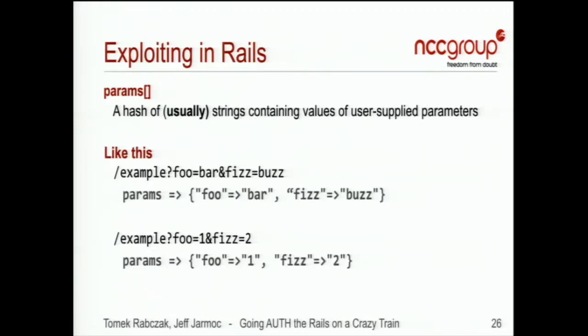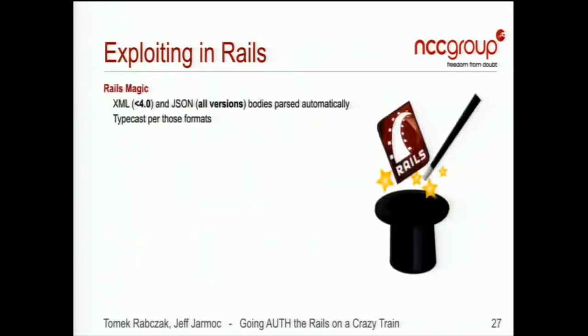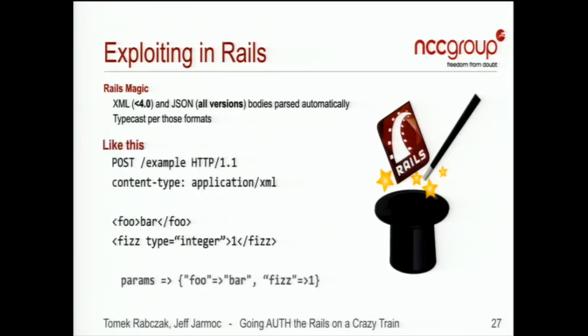But there are some behaviors in Rails that let us manipulate these types. Prior to 4.0, Rails would accept XML bodies in posts. That's no longer the case, partly because of XML deserialization issues, but it can be enabled by including an XML parser gem from ActionPack. It still accepts JSON though. It'll parse those bodies automatically and typecast according to those formats. So in the XML case, if we pass fizz with a type of integer and give it a 1, you'll see that in the params hash, fizz is now the integer 1. So that'll allow us to pass integers to parameters.